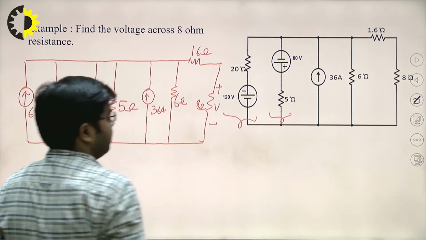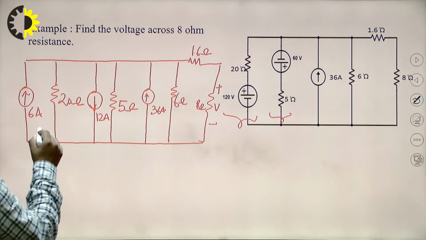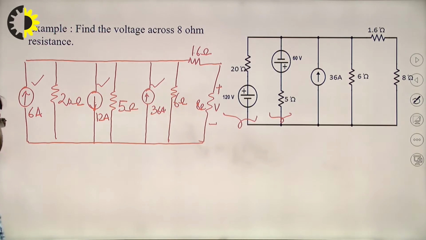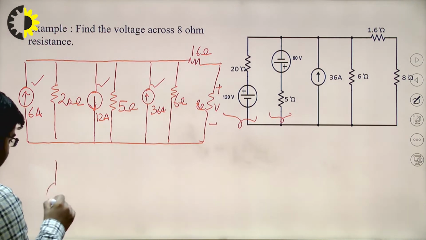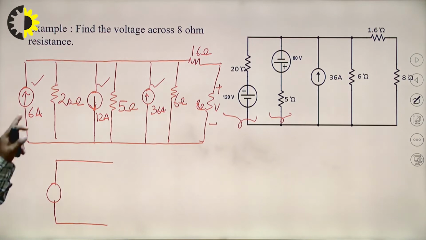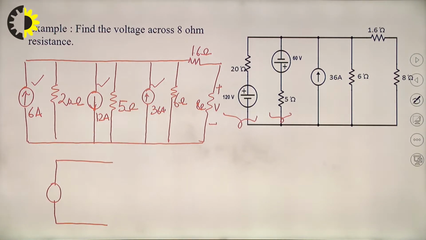Okay, so this current source, this current source and this current source you can combine. So after combining these 3 current sources, you will get the equivalent current source, and this value will be 6 minus 12 plus 36.